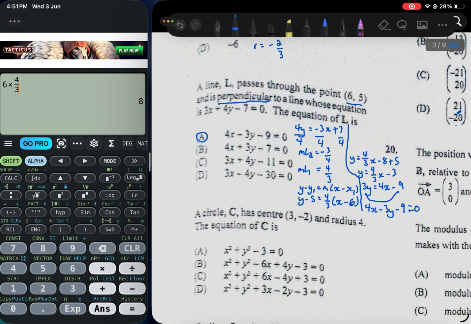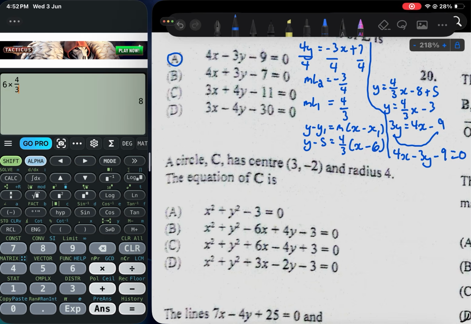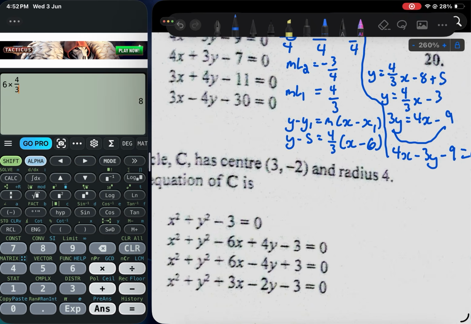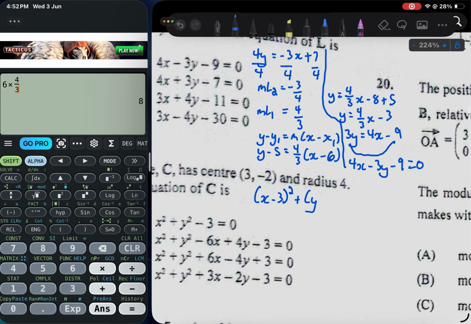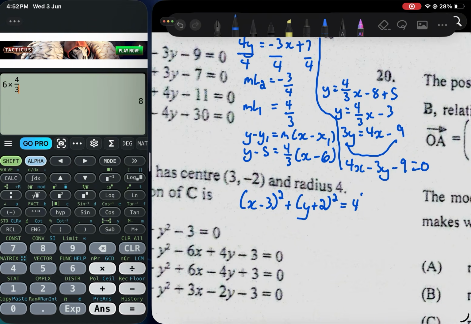Our circle C has center (3, -2) and radius 4. The equation of C is, okay, so we can put the equation of the circle in standard form. So we'd get x minus the x-coordinate of the center, squared, plus y minus the y-coordinate, which will give us plus 2, squared, is equal to the radius squared, so 4 squared.